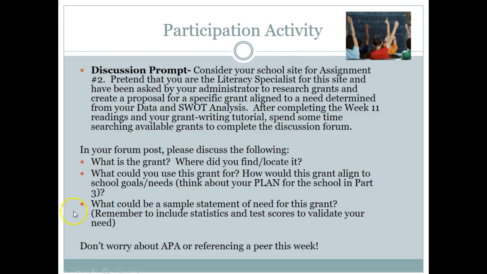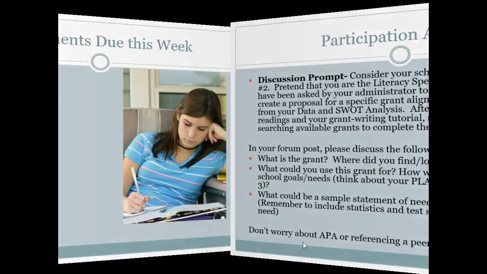So I do want you to do this part of the grant. Remember to include statistics and test scores because they validate your need. Now, I know normally to get a 5 on your discussion forum participation activity, you need to reference our course readings using APA, and you also need to integrate the comments of a peer. Well, that's not really realistic for this assignment, so don't worry about that this week.